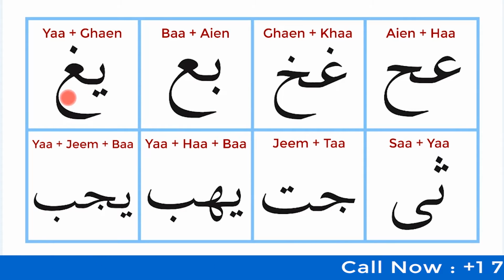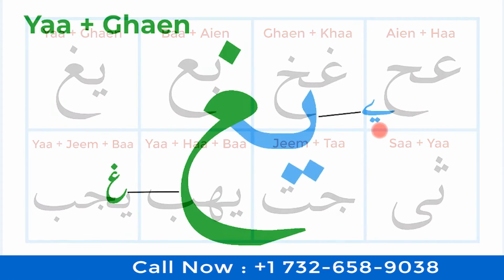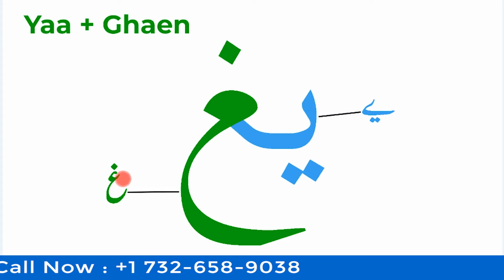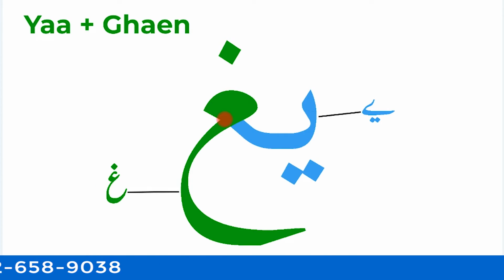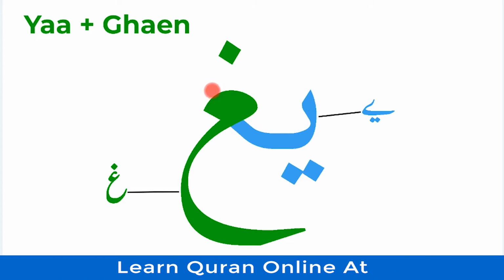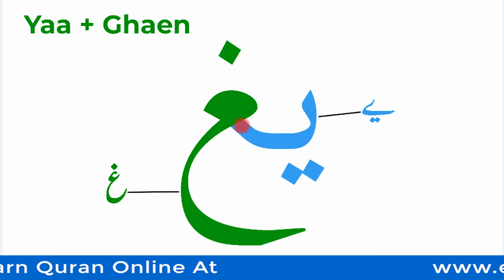Ya Ghain. This is single Ya. When we write Arabic, Ya will write like this. This is single Ghain. Ghain has one dot on top. When we write in Arabic, Ghain will write like this. Ghain has one dot on top. And you have to recognize this shape.